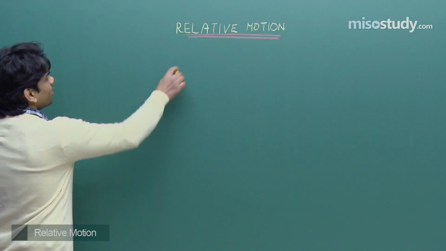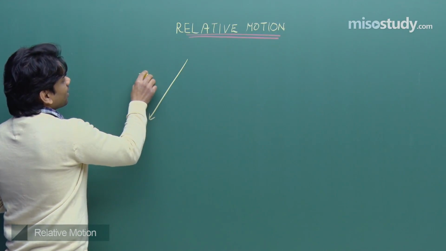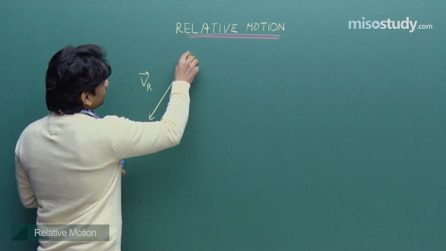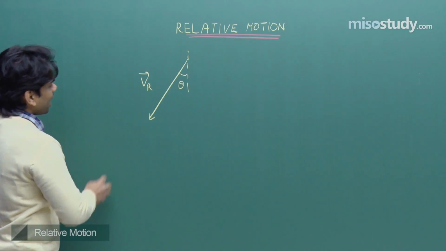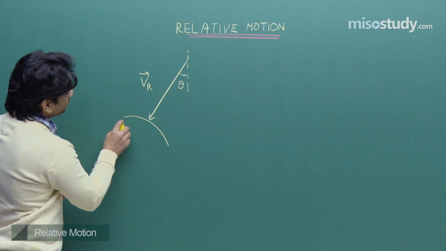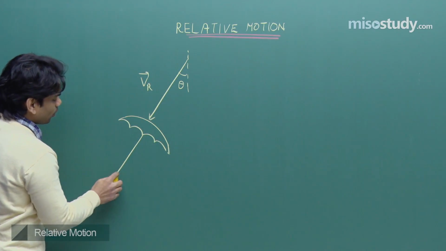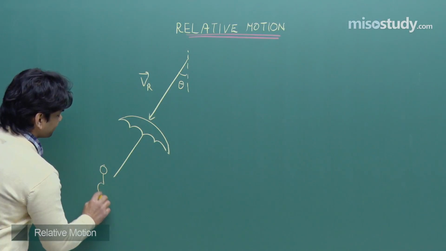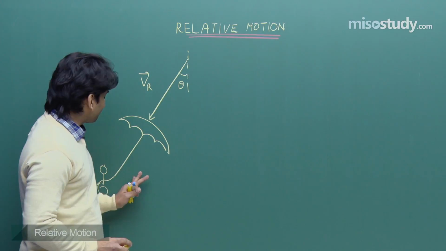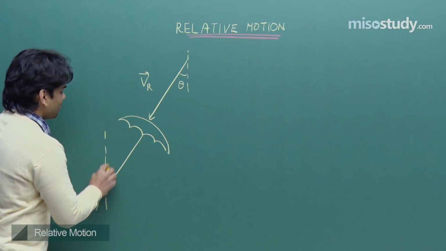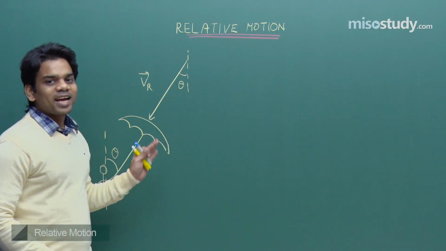Suppose rain is falling along this direction. This is the velocity of rain, and let's say it's falling making an angle of theta with the vertical. Suppose you are stationary and you are holding an umbrella. So you have to hold the umbrella as per the given direction shown. That means you have to hold the umbrella making the same angle theta with the vertical as the rain was falling.